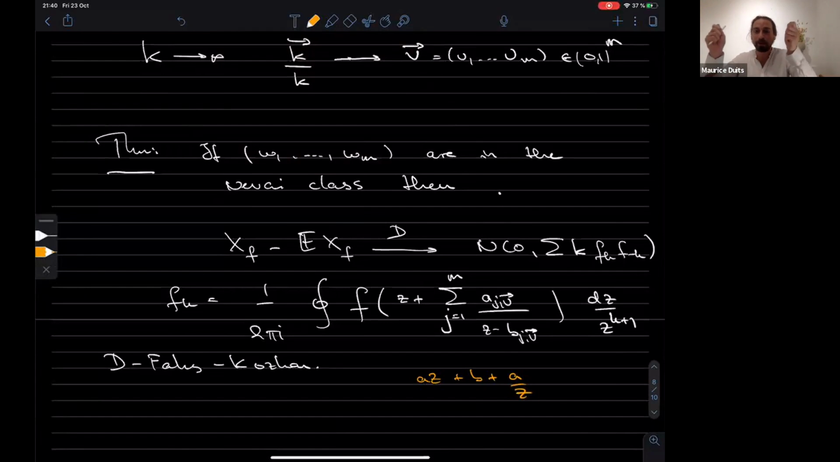When you have a one-cut case, you have a central limit theorem, and these a's and b's are basically related to the endpoints of the interval. Here you get something different. You get something more complicated. You get a rational function as the symbol, basically.